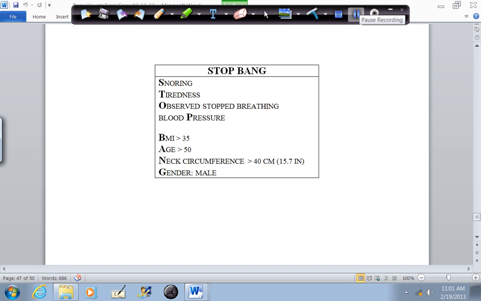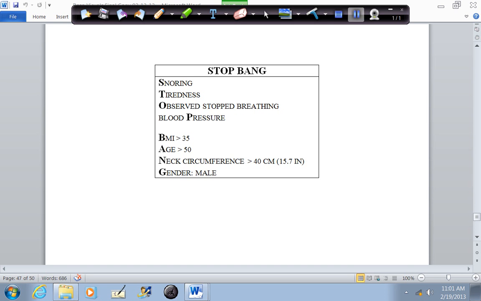STOP-BANG is a mnemonic. It is a test which we use to determine if someone is likely to have sleep apnea. This is used in the hospital. It's used quite frequently in the recovery room. Denise Miller, who works in the recovery room, uses this.